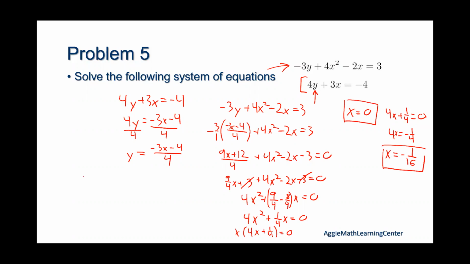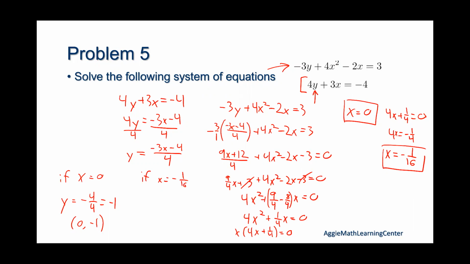So if x equals 0, then we end up with y equals negative 3 times 0, which is just 0. So we can just leave that out. We just end up with negative 4 over 4, which equals negative 1. So that gives us the solution point 0, negative 1. That's one solution.